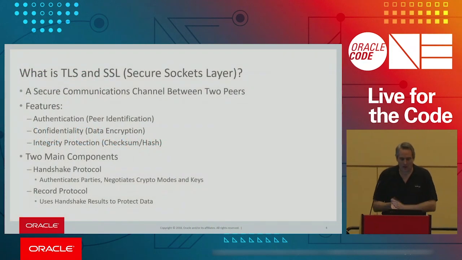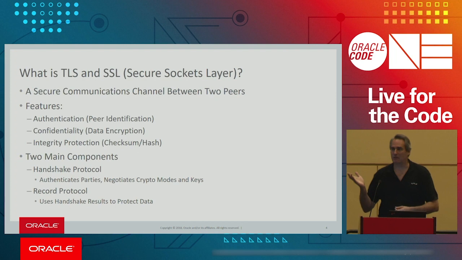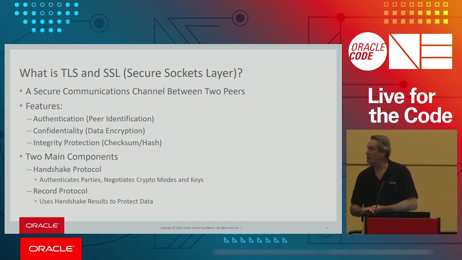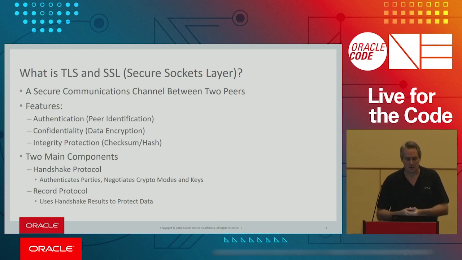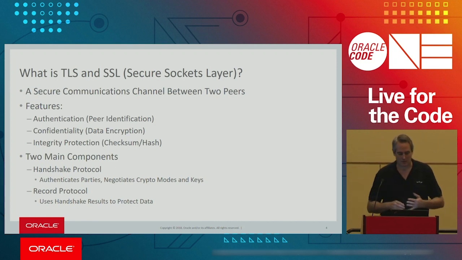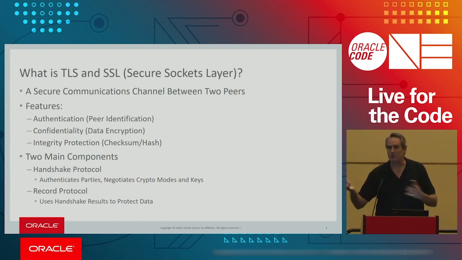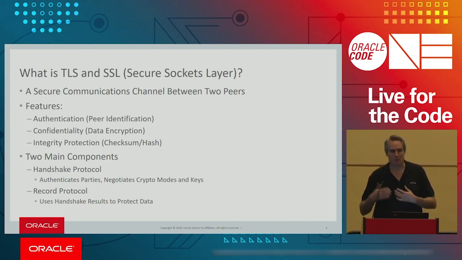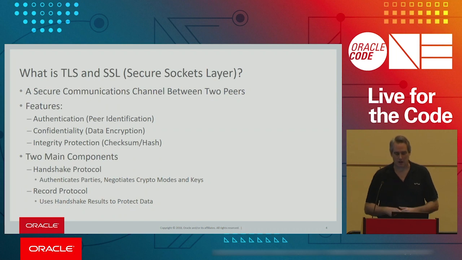So what is TLS and SSL? Well, TLS, I've already mentioned, is the transport layer security. SSL is the older version of this called the secure socket layer. And what it really is, is a secure communication channel between two peers. The features that it has are it supports authentication, so the peers can identify themselves to each other. There's confidentiality, which is where you have the data encryption, and it hopefully will prevent disclosure by people who are not supposed to be looking at this stuff. And then also integrity protection, which is adding some kind of a checksum or a hash mechanism so that people can't say, you know, transfer $5 instead of $5,000.